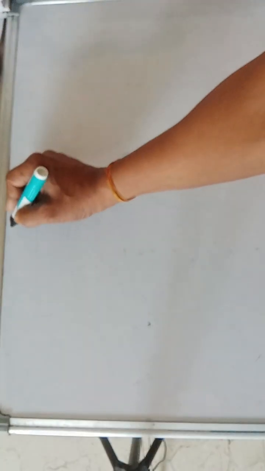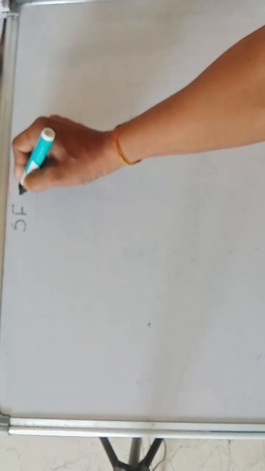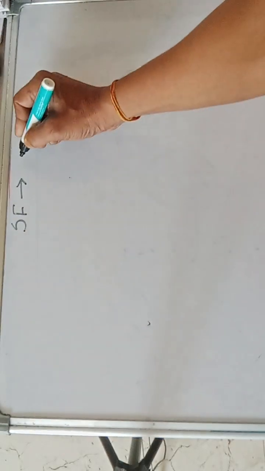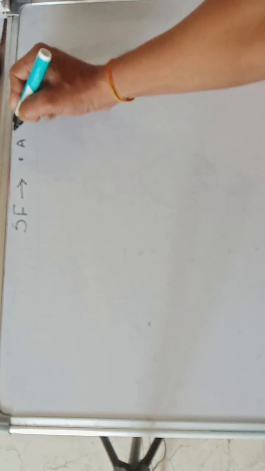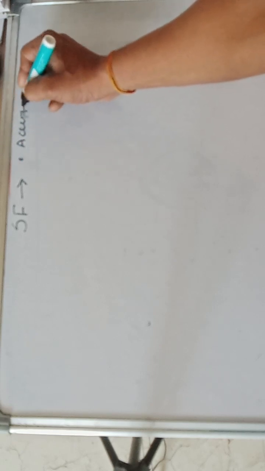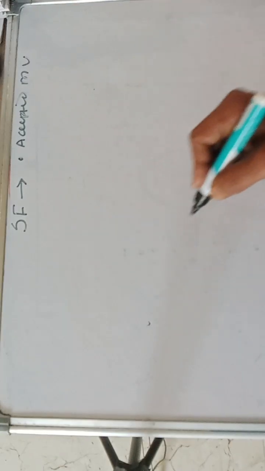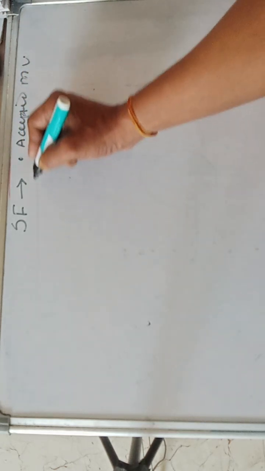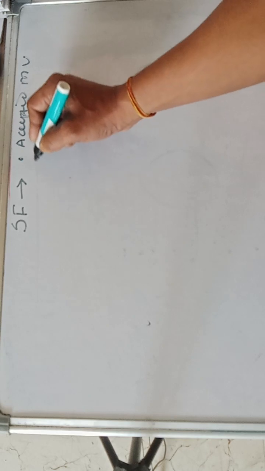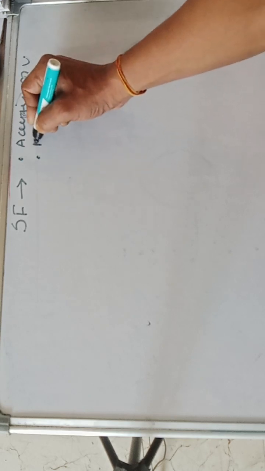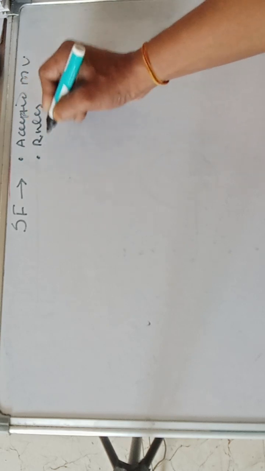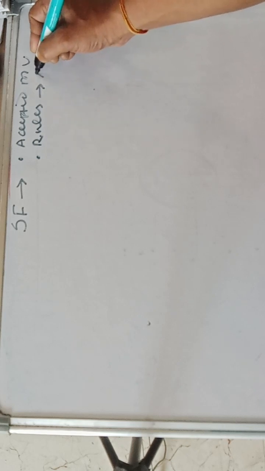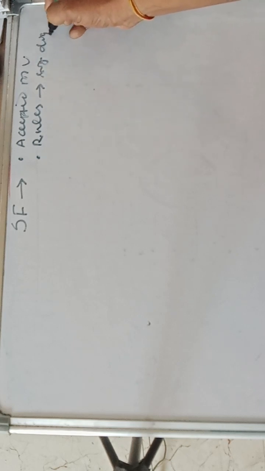Now, summarizing significant figures. First, we came to know this is the accepted measured value. It is very near to our expected value. Second, significant figures include 4 rules to find out the significant digits.